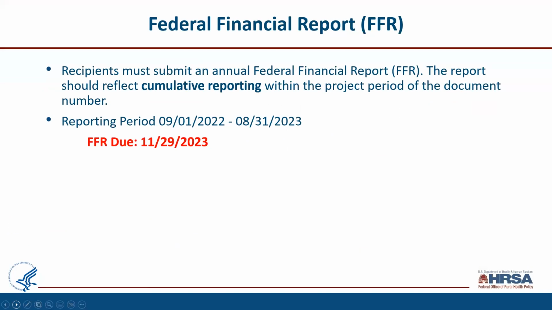Next slide, thank you. Recipients must submit the annual FFR. The report reflects the cumulative reporting within the project period for the document number. For the budget period, September 1, 2022 to 8/31/2023, the FFR is now due November 29th. This is 90 days after the budget period end date.